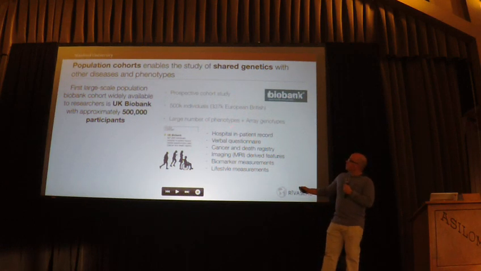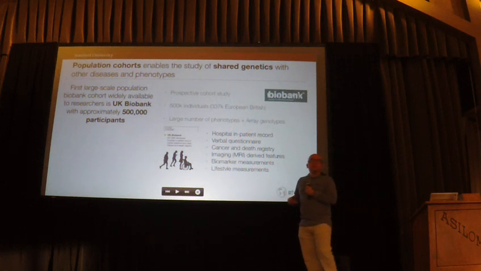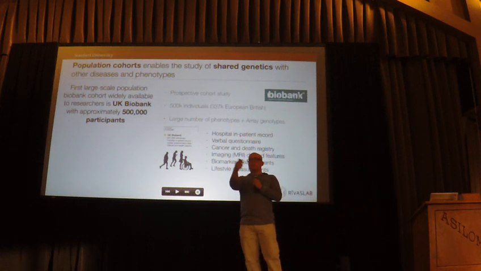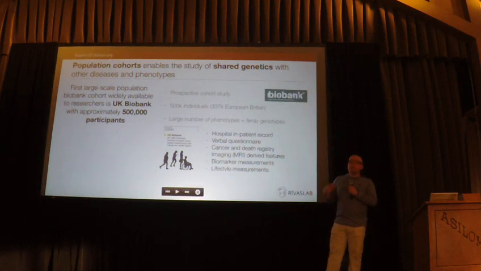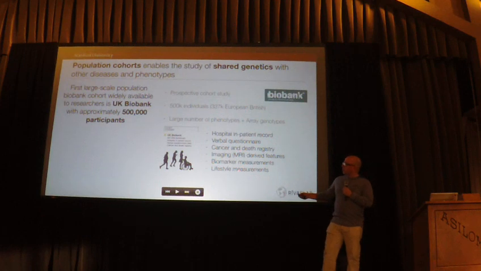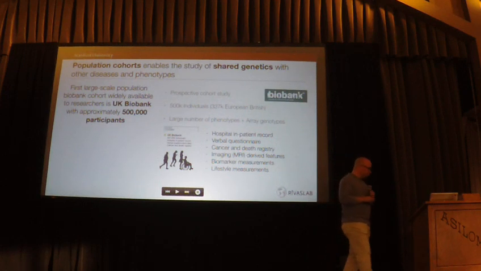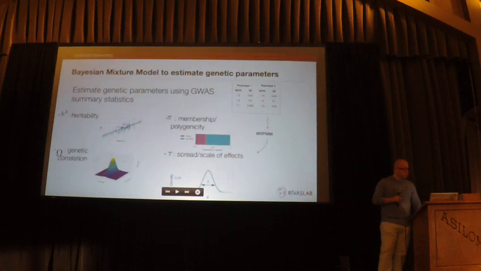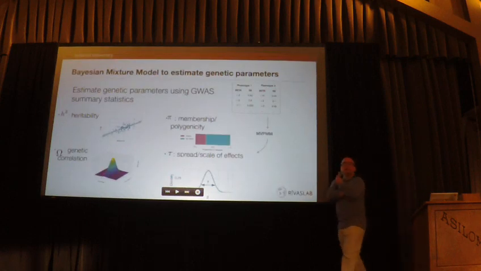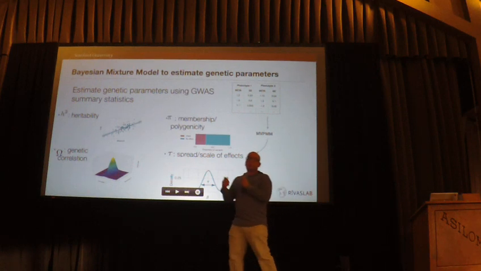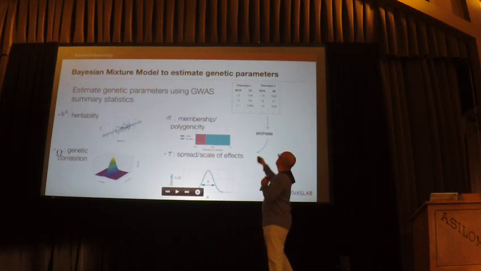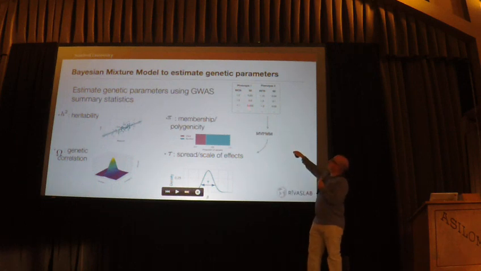So some of that phenotype comes from hospital inpatient record data. Some of the phenotype comes from verbal questionnaires, so just asking an individual whether or not you have a particular disease. Some of that data comes from cancer and death registry data sets, sources. They have imaging, biomarker, and lifestyle measures as well. So in the lab, we've started to use STAN to estimate genetic parameters using those summary statistic data inputs. For example, here is just an example of what that data looks like.